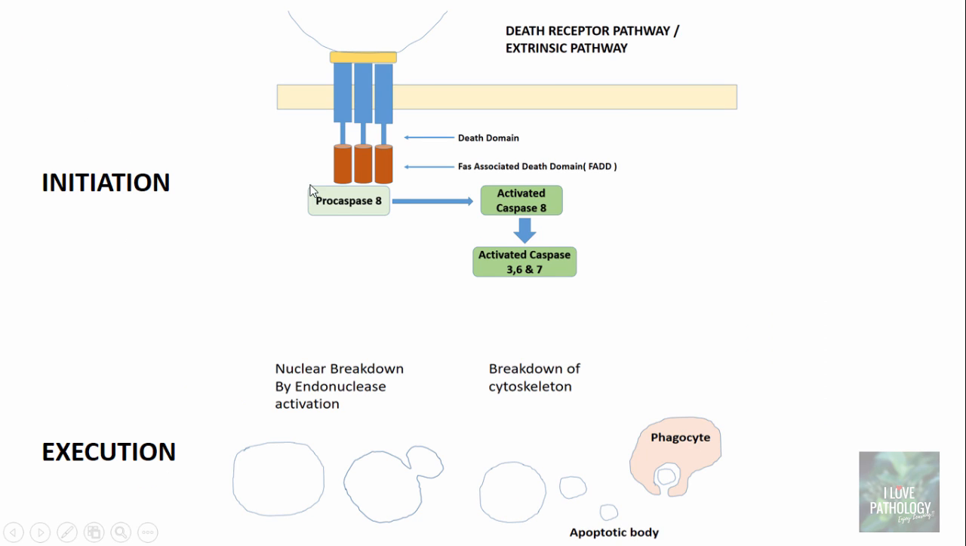Now let us just quickly recap what happens in the extrinsic pathway. So this is a death receptor pathway. We all know that they have a death receptor and the death domain. So some adapter proteins get attached to these death domains, which have their own death domains, and these are called Fas associated death domain. Okay, these are the ones which activate caspase 8, and then finally caspases 3, 6, and 7 are activated, which are executioner caspases. Execution is basically by the nuclear breakdown and the breakdown of cytoskeleton, which forms apoptotic bodies, which are finally devoured by phagocytes. Okay, so this is the death receptor pathway with execution.